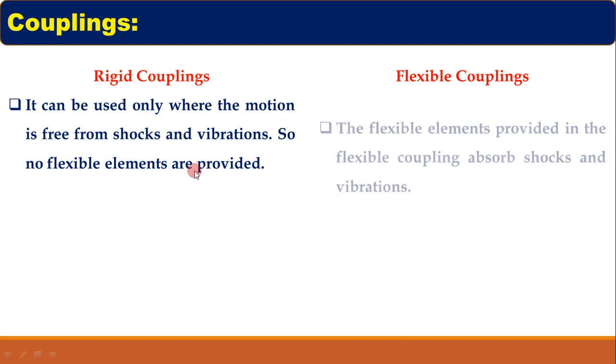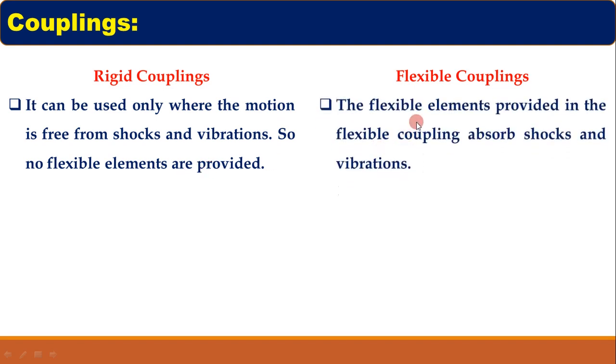But in the flexible coupling, flexible elements are provided to absorb shock and vibrations. As we know, flexible couplings are preferred when there is a misalignment between the shafts, and whenever there is a misalignment, there will be some shocks and vibrations in the system. To absorb these shocks and vibrations, we have to use flexible elements. Such flexible elements are required in flexible couplings, but not in rigid couplings.